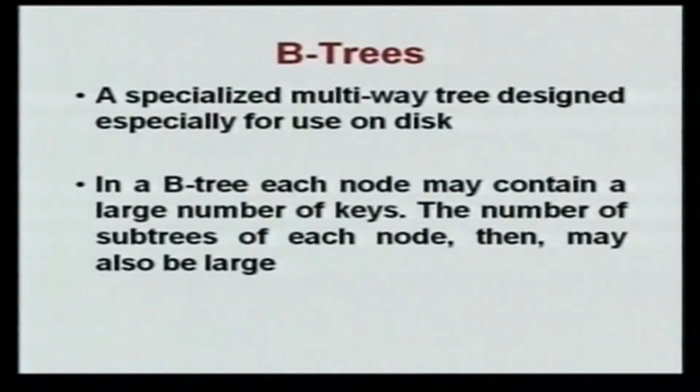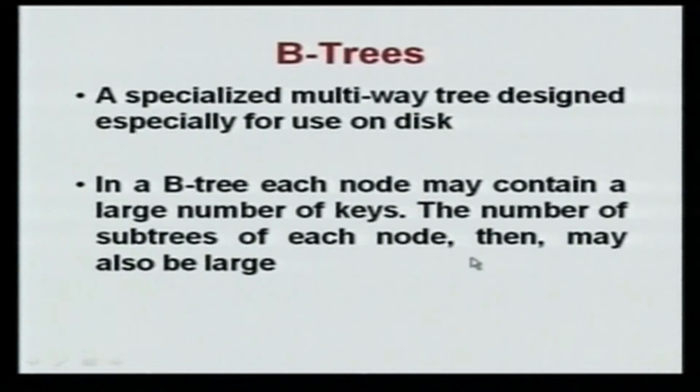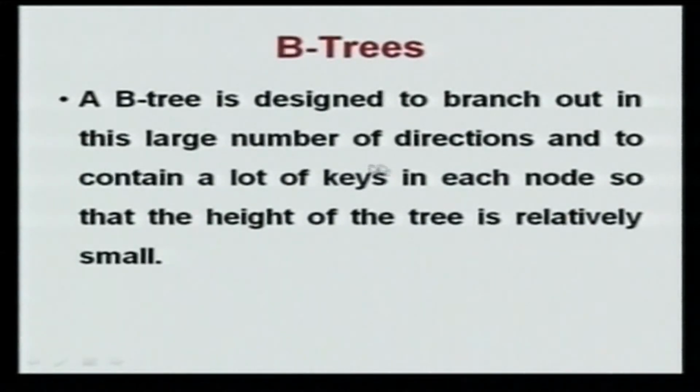So, let us go back and define what B trees are. It is a specialized multi-way tree designed especially for use on disk. In a B tree, each node may contain a large number of keys, depending upon the degree of the tree you are defining. The number of subtrees for each node may also be large. So, a B tree is designed to branch out in a large number of directions and to contain a lot of keys in each node, so that the height of the tree is small.